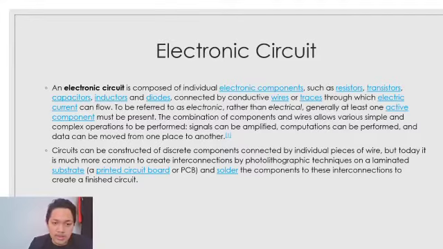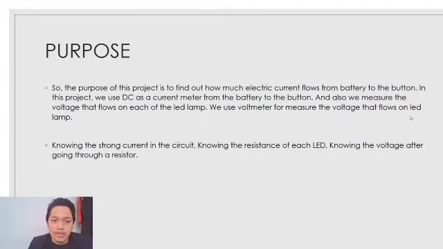Circuits can be constructed of discrete components connected by individual pieces of wire. Today it is much more common to create interconnection by photolithographic technique on a laminate substrate, and solder the components to this interconnection to create a finished circuit. So the purpose of this project is to find out how much electric current flows from the battery to the button. In this project, we use DC as a current meter from the battery to the button.